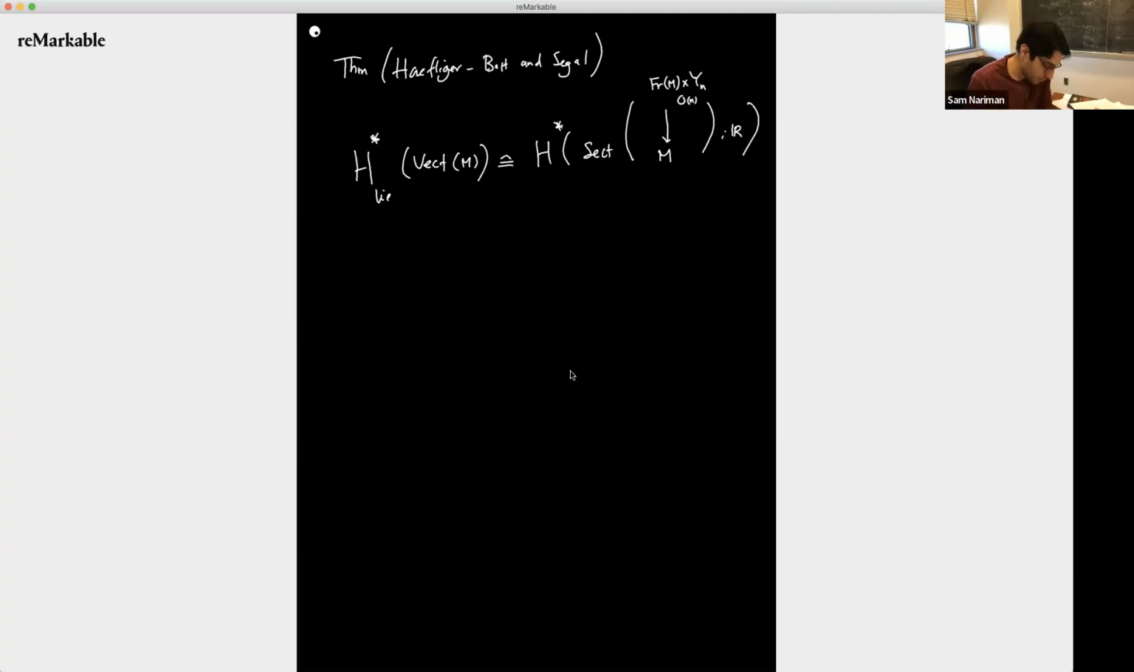to the Lie algebra cohomology of vector fields on M, which is a very interesting statement. But in particular, it says that there's some sort of local to global phenomenon when you want to calculate the Lie algebra cohomology of vector fields.